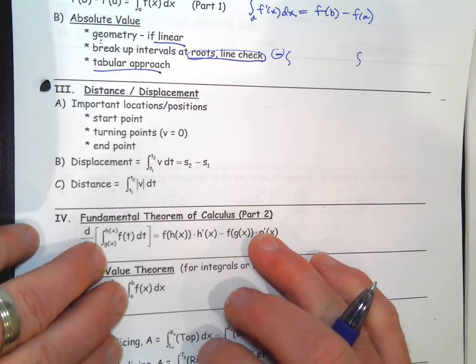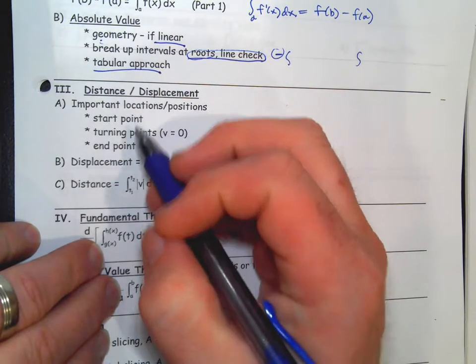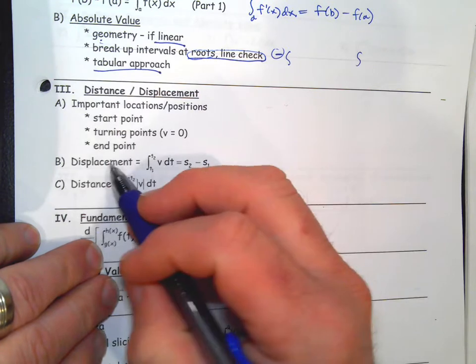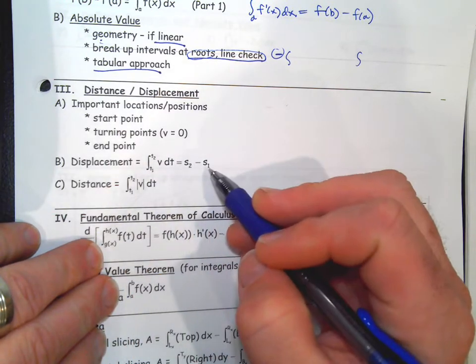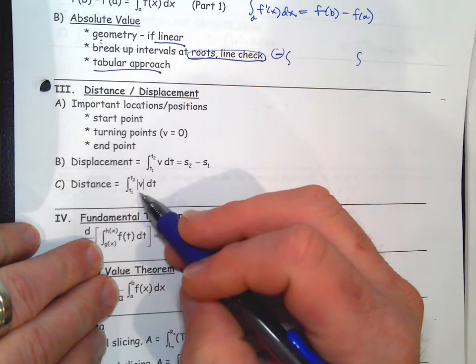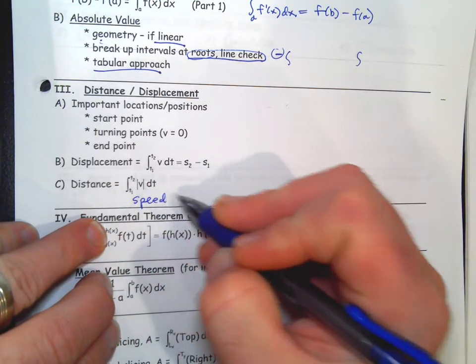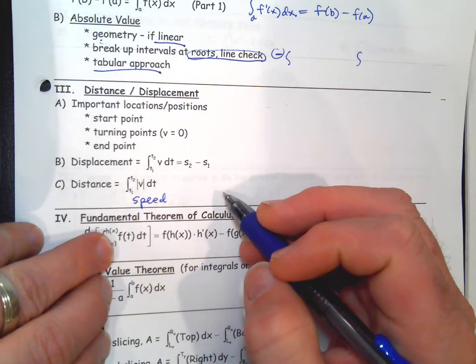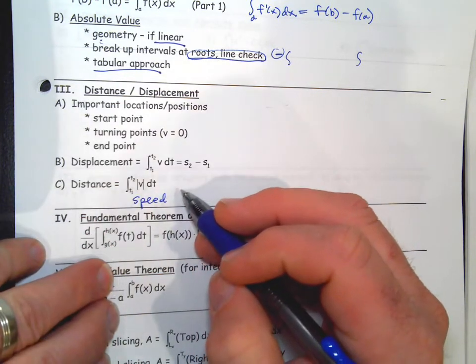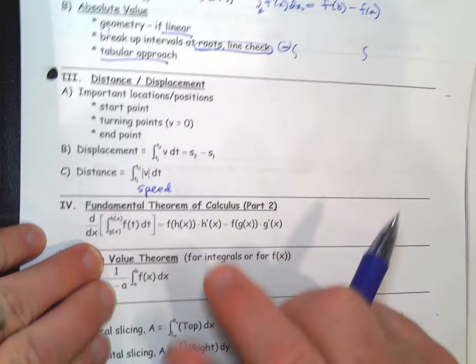Distance and displacement. So important locations, positions: start point, end point, turning points. Displacement is just the change in position, the end minus the beginning. And distance is the integral of the absolute value of velocity, which is called speed. And the tables work really well for here. Integrating absolute values, you've got to use all the same techniques that you use for any integration of absolute values.